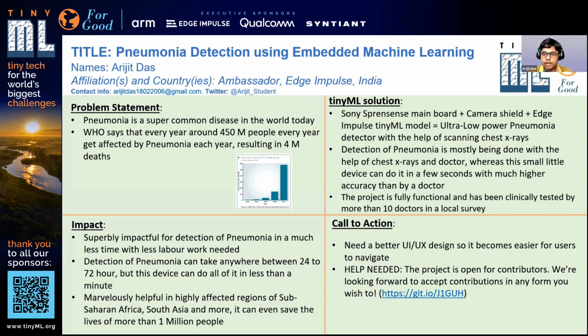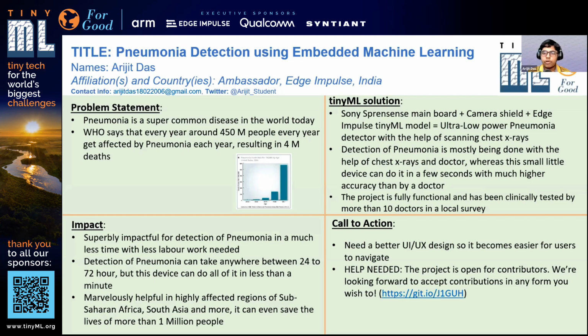Here is a small graph, and it shows that the people mostly affected by pneumonia are children under the ages of 5 to 7, or elderly citizens above the age of 50 or 60.